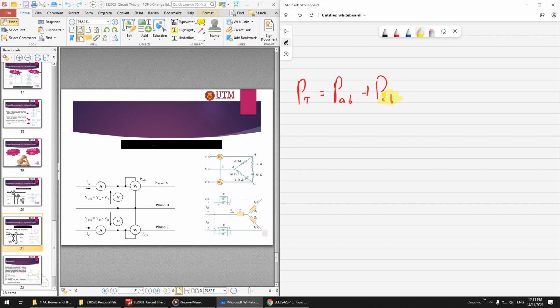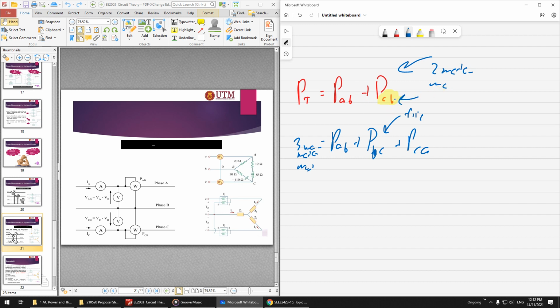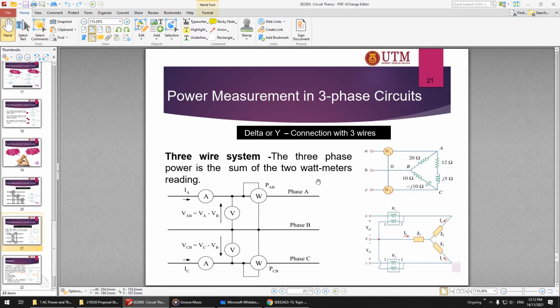You see here, usually we use PAB plus PBC plus PCA. But for this case it is flipped. This one is the 3 wattmeter method, and this one is the 2 wattmeter method. So you have to flip this connection, instead of using B to C, use C to B. Okay, so how to do this?